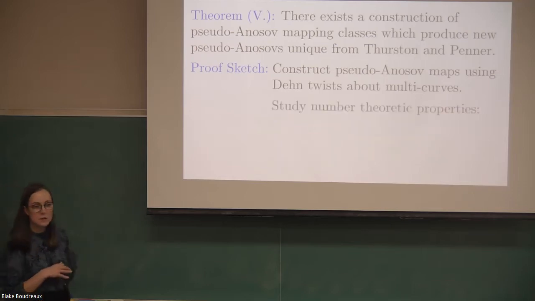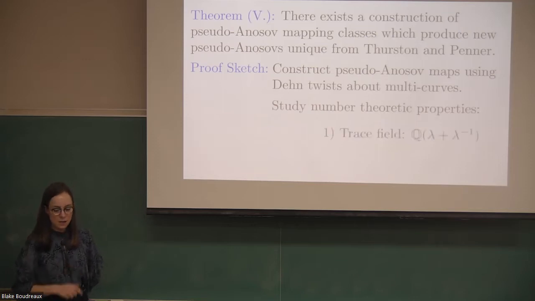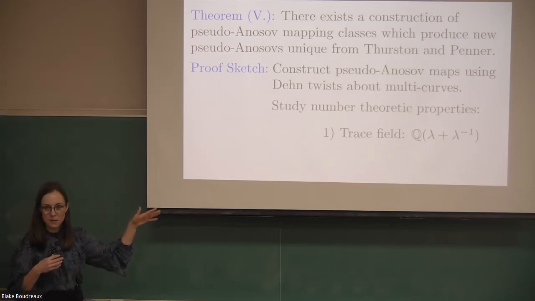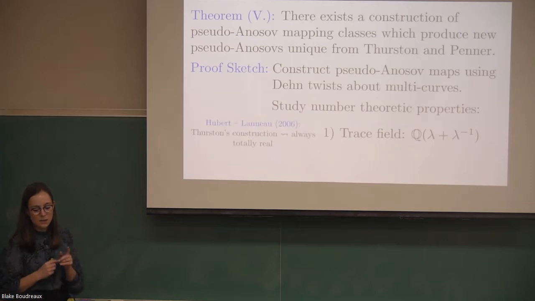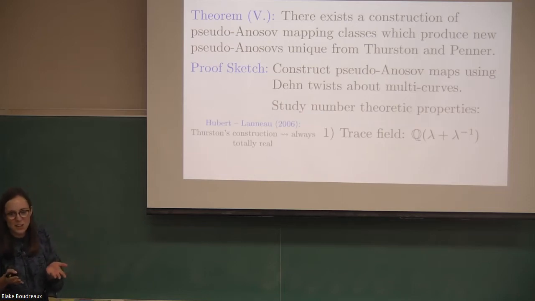So the next thing I do is I'm going to study the number theoretic properties associated to my map. The first thing that we end up studying is the trace field, which is defined to be the algebraic extension over Q of lambda plus lambda inverse. And Hubert and Lanneau were able to show that in Thurston's construction, the trace field is always totally real. Well, when I looked at the trace field of my map, it's actually not totally real. So my map isn't able to come from Thurston's construction.